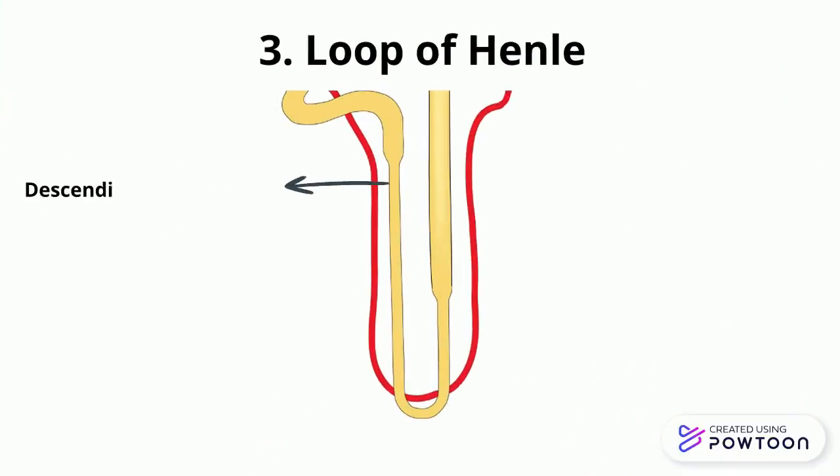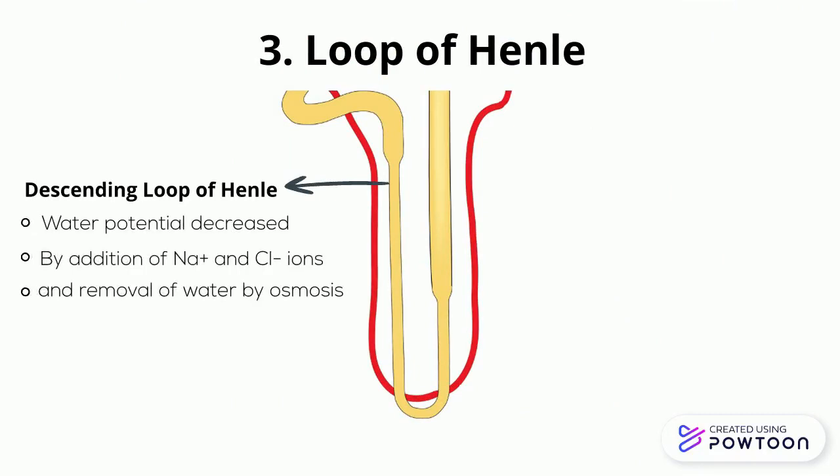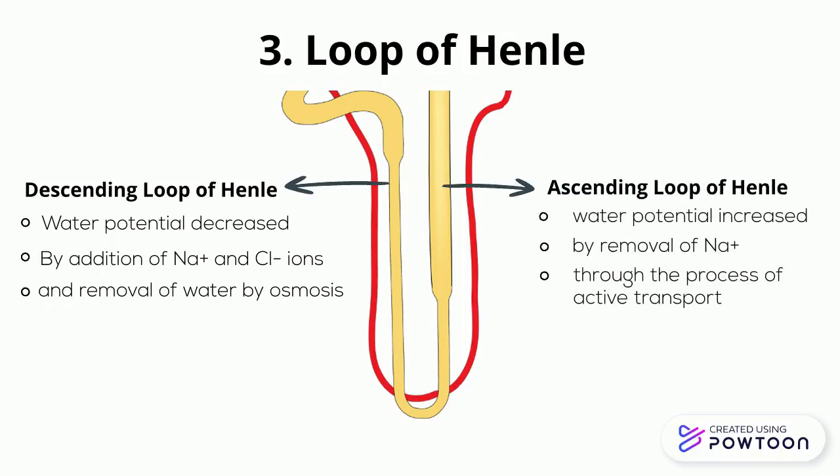The loop of Henle is split into 2 sections, the descending and ascending parts. In the descending loop of Henle, the water potential is decreased by addition of sodium and chloride ions and the removal of water by osmosis. The deeper into the medulla the loop descends, the lower the water potential. In the ascending loop of Henle, water potential is increased by the removal of mineral ions by active transport.